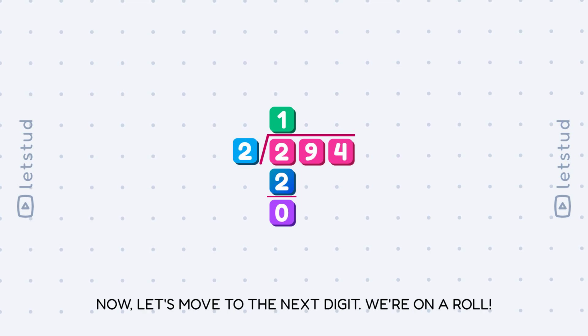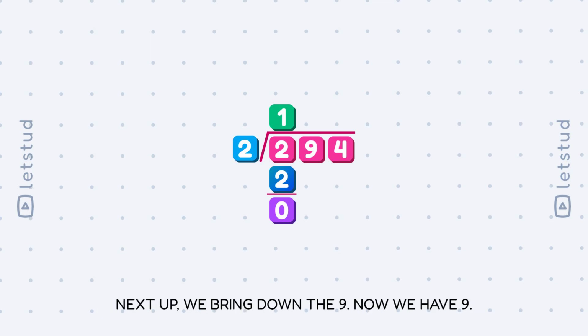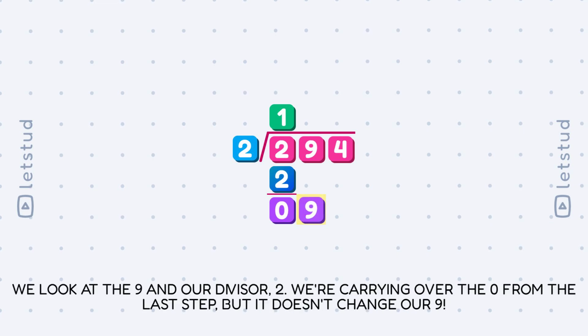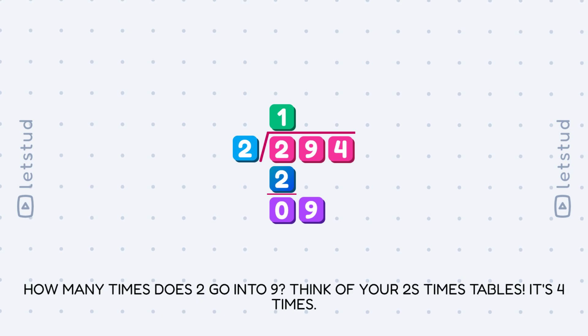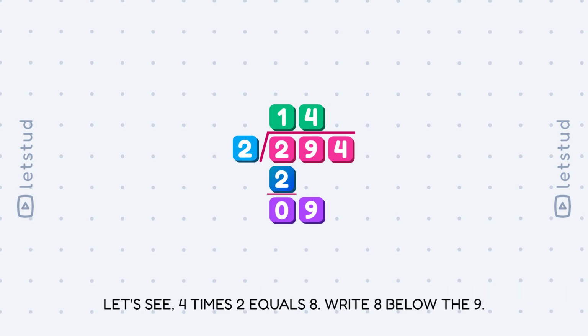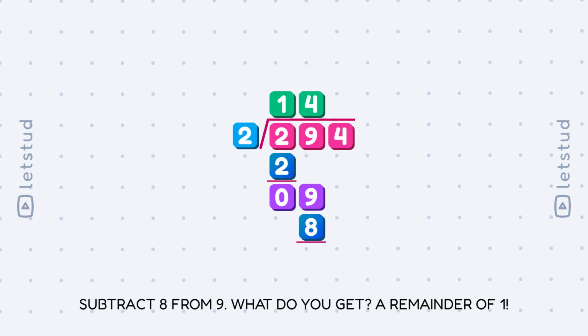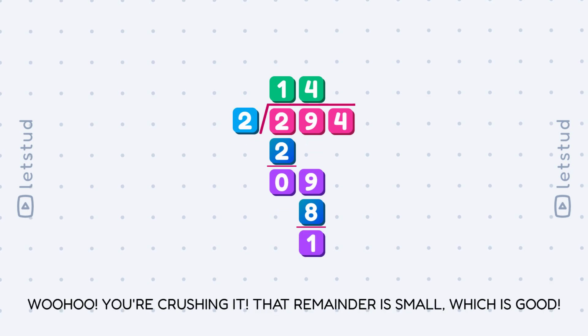Now let's move to the next digit, we're on a roll. Next up we bring down the 9, now we have 9. We look at the 9 and our divisor 2. We're carrying over the 0 from the last step, but it doesn't change our 9. How many times does 2 go into 9? Think of your 2's times tables, it's 4 times. Let's see, 4 times 2 equals 8, write 8 below the 9. Subtract 8 from 9, what do you get? A remainder of 1. Woohoo, you're crushing it, that remainder is small, which is good.